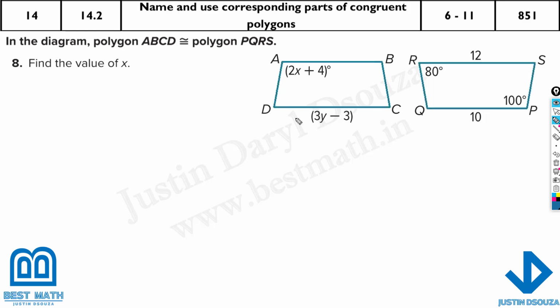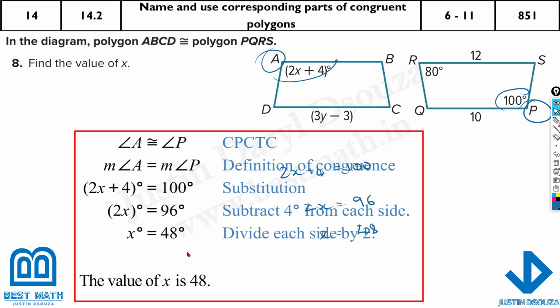Now this is a polygon with 4 angles. This has 4 sides. Basically ABCD is congruent to PQRS. See, it's not aligned. It's upside down, but that's fine. We are looking at A, that is equal to P. So what is A's value? We need to find x. So I'm just going to equate these both. 2x plus 4 is equal to 100. So 2x is equal to 96, that is 100 minus 4. x will be equal to 48. 48 times 2 is 96. So x value is 48 degrees.